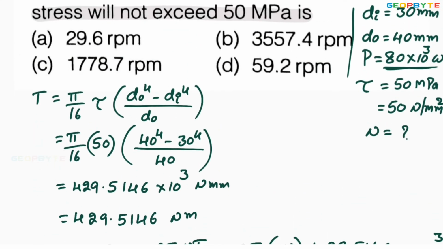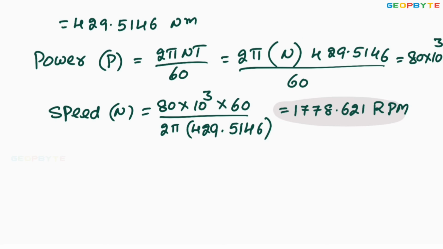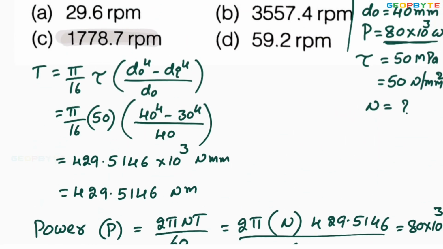Let us go for the options. Look at the option C, 1778.7, approximately 1778.6. Then you can take option C as correct. I hope you got my point. Let us take the last problem.